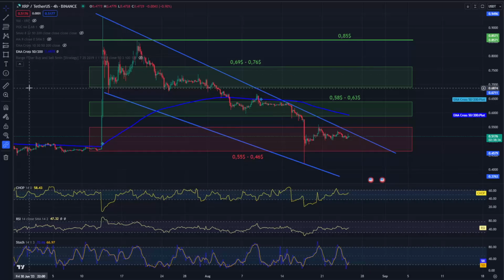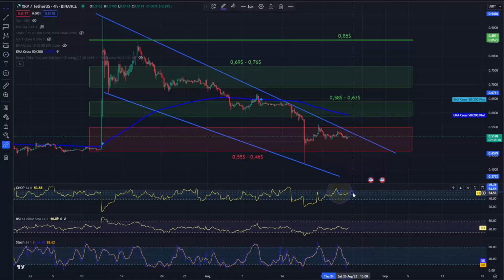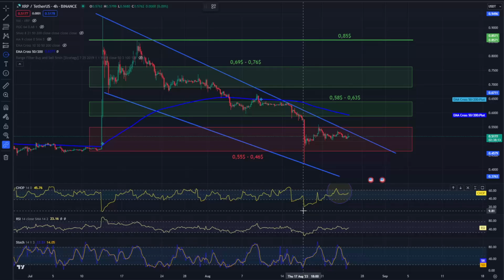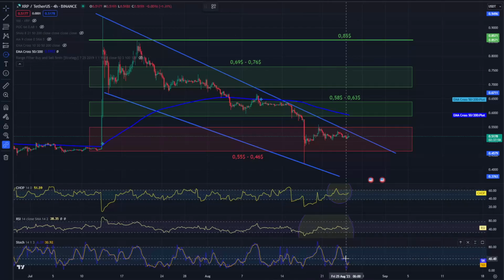When we turn on the EMA cross 200, we see that the price quickly returned to the blue line of the moving average 200, which indicates a quick return to the downtrend. On the CHOP index, we can see that there is a lot of energy for the upcoming move. On the RSI, we have a rebound and sideways movement around the middle of the range. While the stock indicator starts to turn around, which may indicate a price increase in the coming hours.